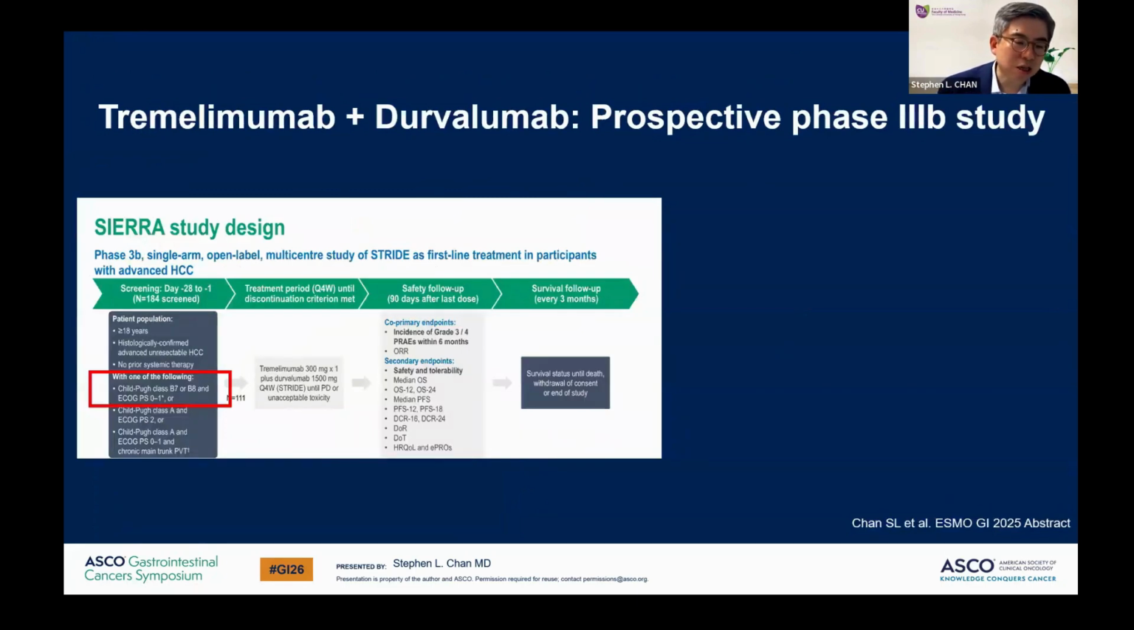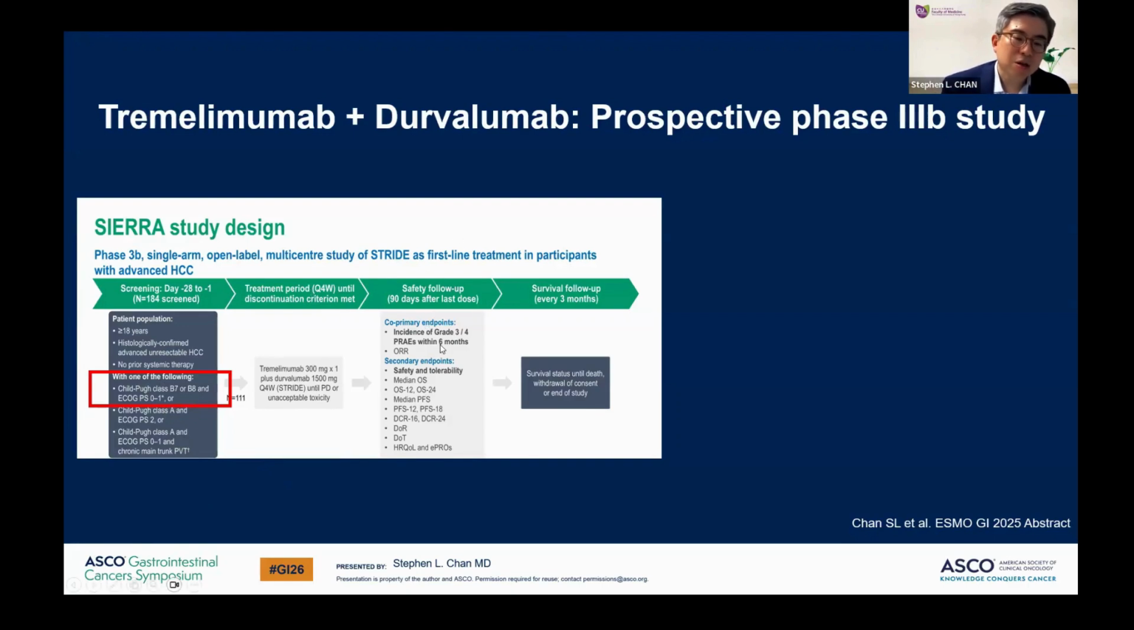Last but not least is a study that was presented by me at ESMO GI last year. Basically, it's a prospective phase 3B study, the Sierra study, which looked at the use of tremelimumab without any bevacizumab or TKI as a first-line treatment in different subgroups of patients. But I would like to draw your attention to the Child-Pugh B7 or 8 with ECOG performance 0 or 1. Basically, these patients have been excluded by most clinical trials because of impaired hepatic function.